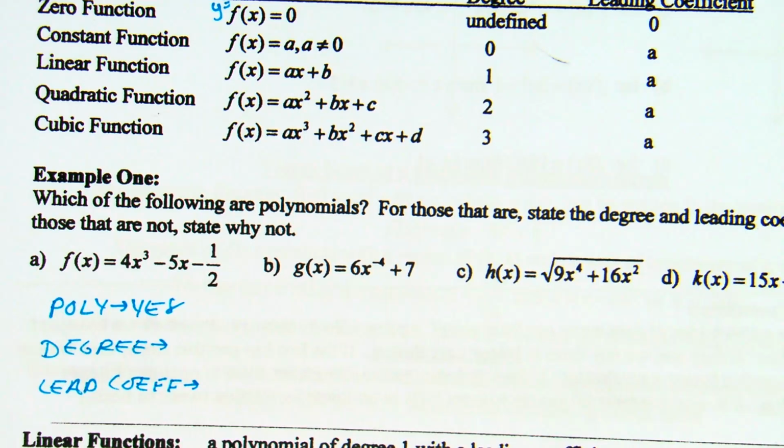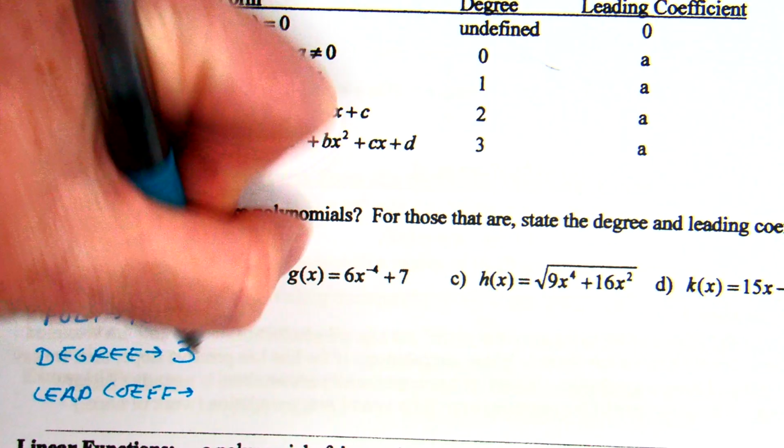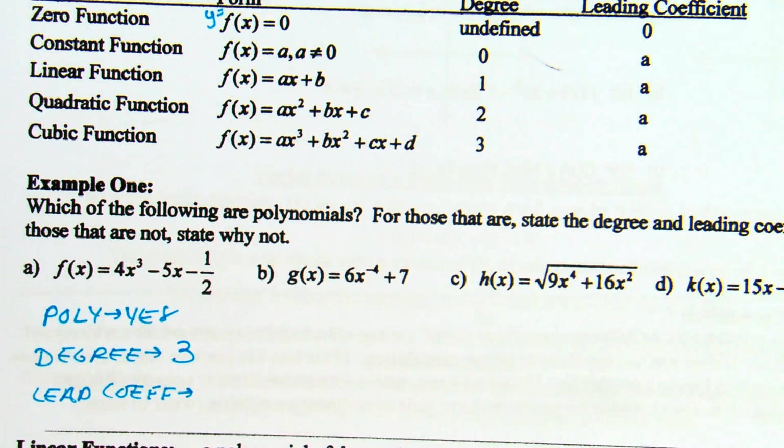And D. K of x equals 15x minus 2x plus 1. Again, as always, my first question is, is it a polynomial? Yes? Whole number powers, real number coefficients? Okay, so yes, it's a polynomial. The degree is 4. You guys agree with her degree? She says the degree is 4, and that is the highest power, right?